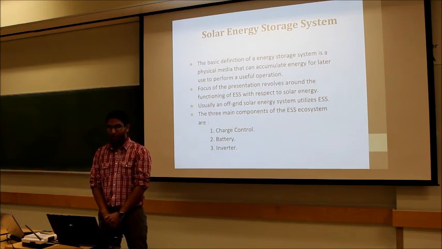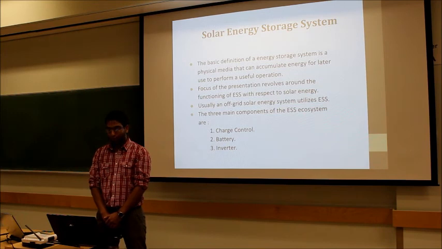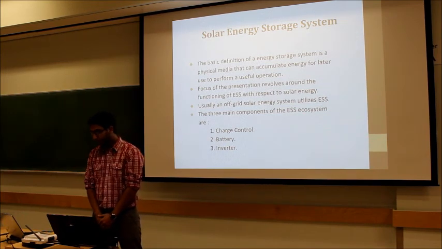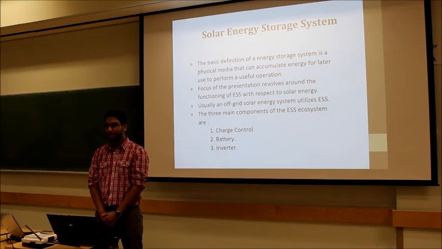The energy storage system for voltage compensation could be modeled in a way that instead of returning excess power to the utility, our system will have the capability to store it, and in the event that the solar energy production falls short, our system will draw power from the batteries to offset the required voltage difference. The three main components of an energy storage system ecosystem are charge control, battery, and lastly, the inverter.